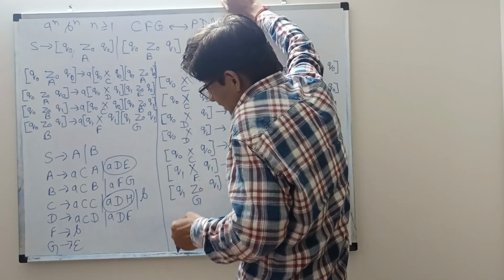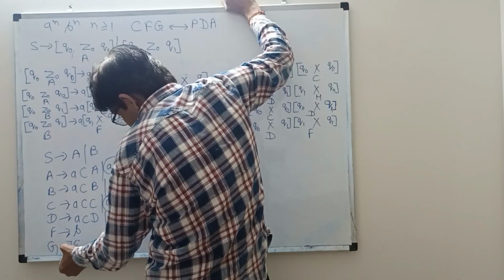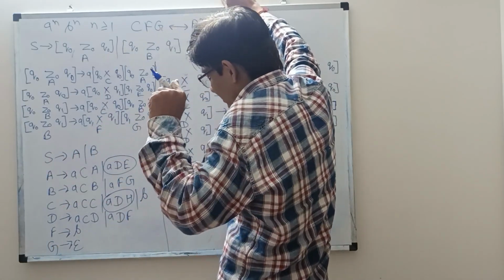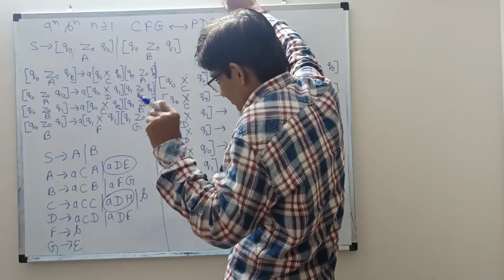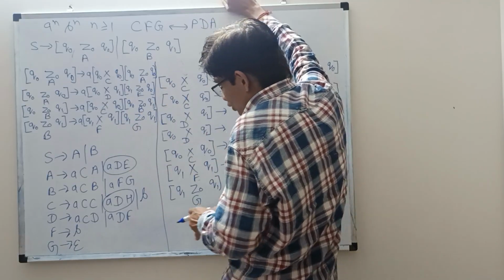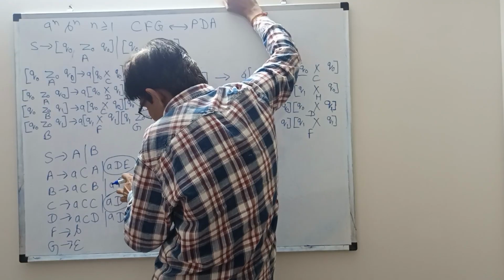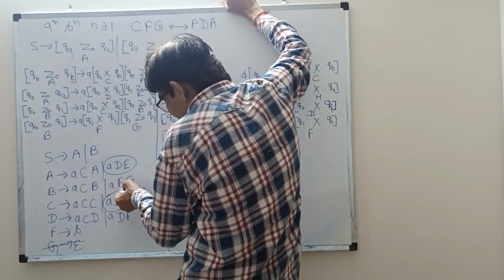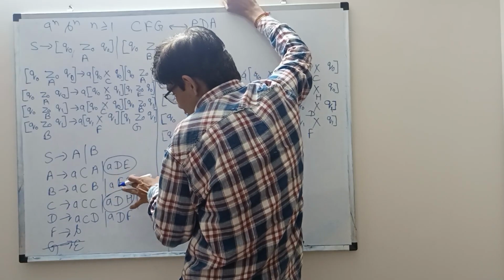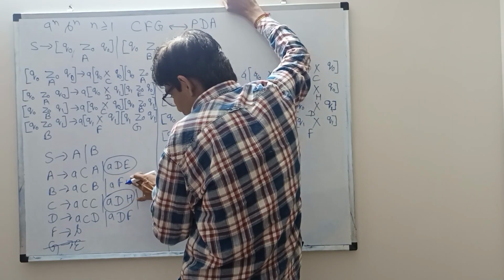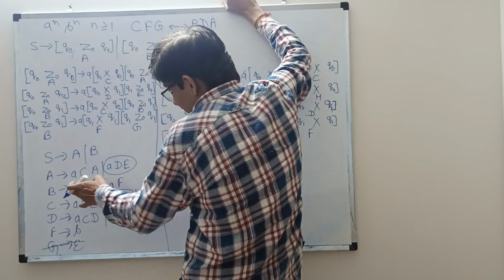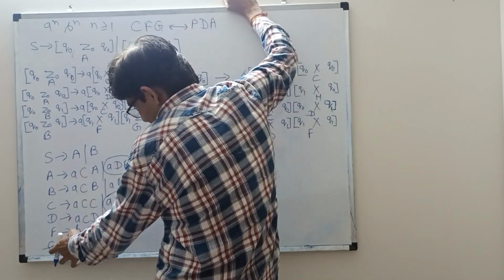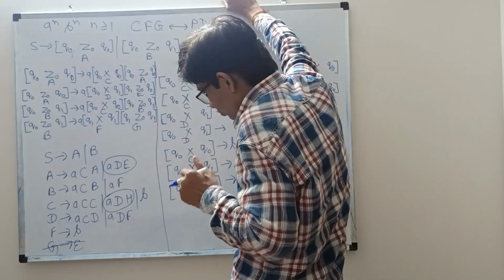Then G we have as epsilon. G is an epsilon production, and we have only one production where G is on the right hand side. So we can simply remove this production, and we can replace this G with epsilon. So if we replace this G with epsilon, it will be as F. So this production you can also remove.